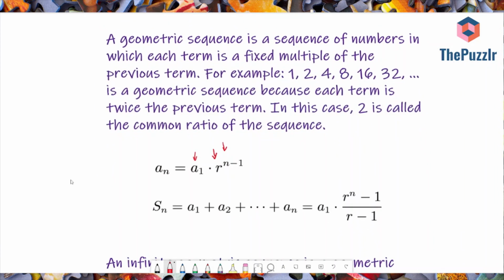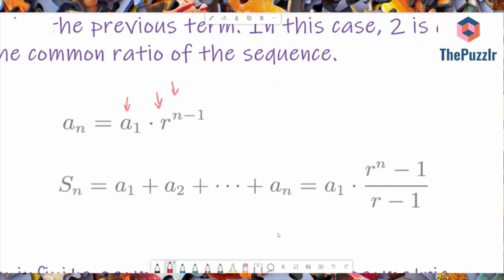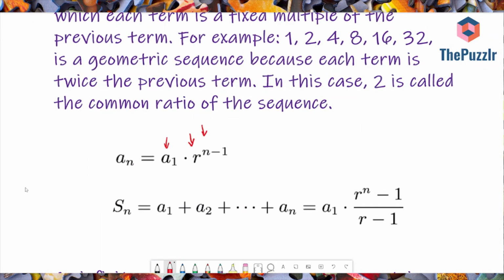And then here's an important formula that you need to know for some problems, and if you don't know this formula, it can be very hard to figure out the solution. The sum of a geometric sequence is equal to the first term times the ratio to the power of n minus 1, divided by r minus 1. And this is one of those formulas that just can't be derived during the test, so it's a good idea to memorize this.